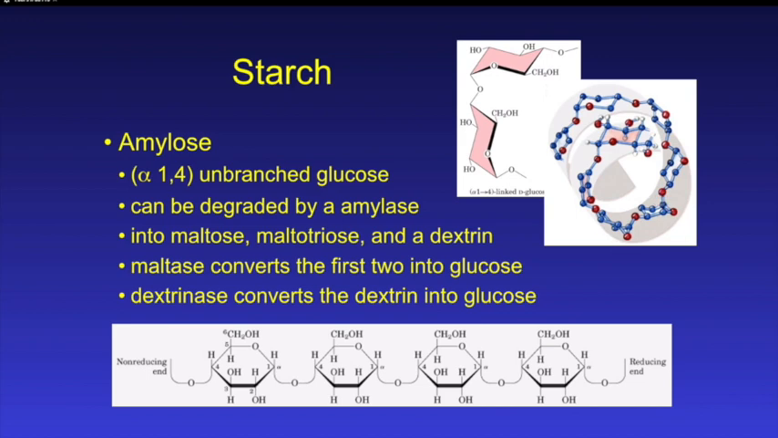It can be degraded by amylase into maltose, maltotriose, and dextrin. Maltose is two sugars, two glucoses. Triose is three. Dextrin is a name for at least an oligosaccharide or a polymer of just the glucose sugars in an alpha-1,4 matrix. The maltase can convert the first two, the maltose and the maltotriose, into glucose itself, and then dextrinase can convert the dextrin into glucose in its degradation.